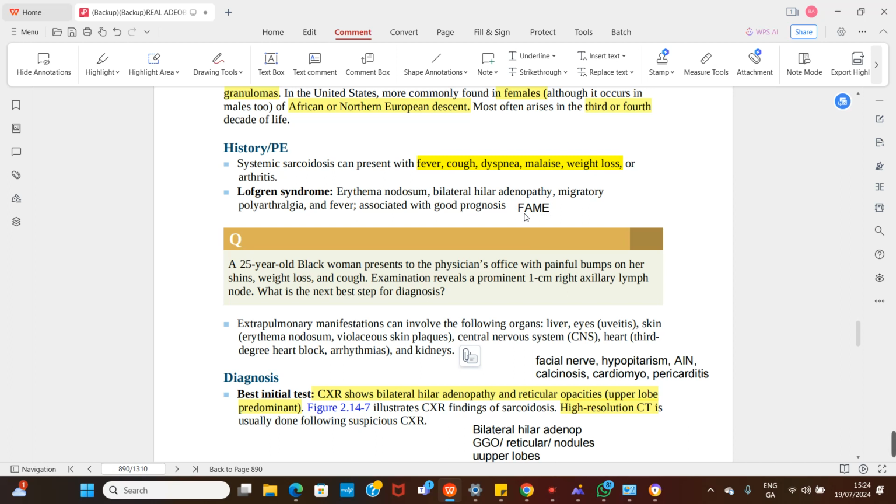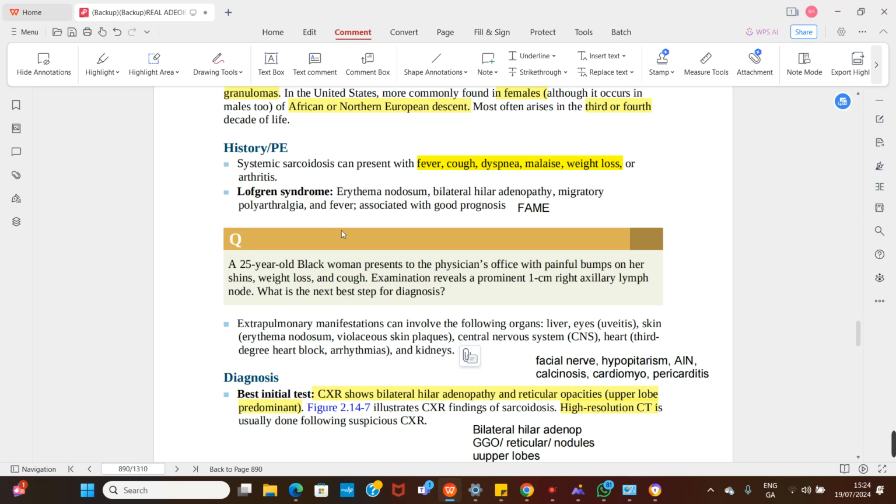The F is fever, the A is arthritis, the adenopathy, which is usually bilateral. They have bilateral hilar adenopathy. Once you see an image of an individual with bilateral hilar adenopathy and you are not thinking of sarcoidosis, it's not too good. Then they have a migratory polyarthralgia. Then the E is erythema nodosum. FAME. So anybody with this, you think of sarcoidosis and the prognosis is excellent. In fact, just give them NSAIDs and they are going to be fine.